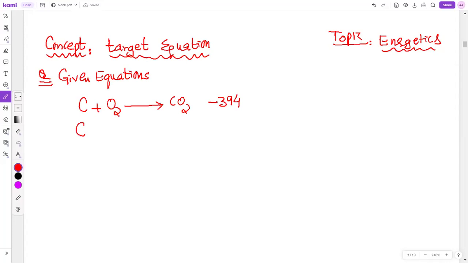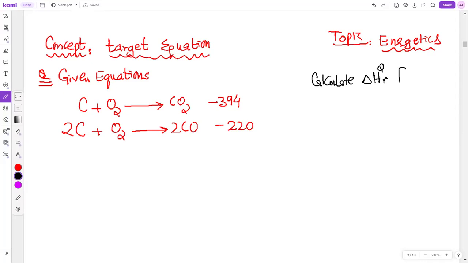The other equation is given like this: 2 moles carbon and oxygen produce 2 moles carbon monoxide. The enthalpy change for this reaction is minus 220 kilojoule per mole. Okay. And the examiner is asking for an enthalpy change calculation. Calculate the enthalpy change of reaction for which reaction? Carbon monoxide plus oxygen gives carbon dioxide. Can you tell me how to solve this question?